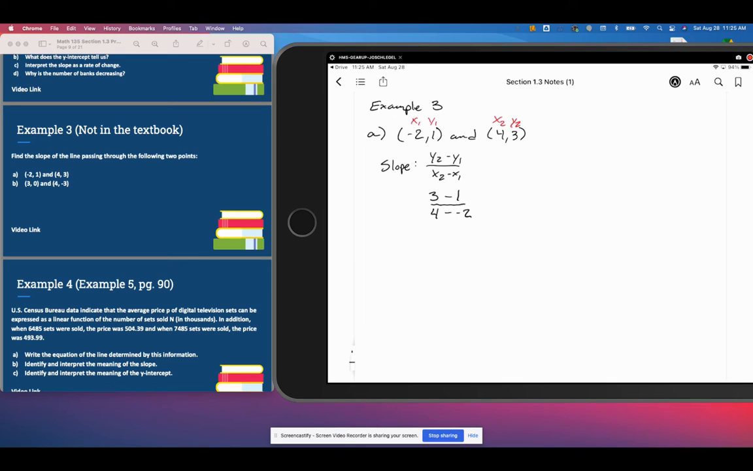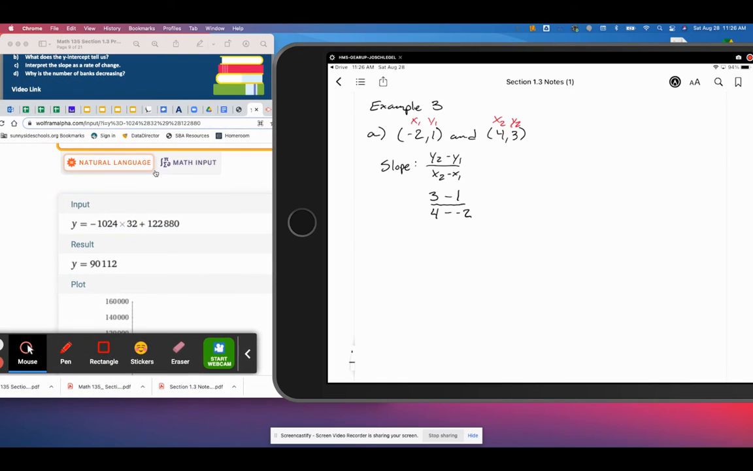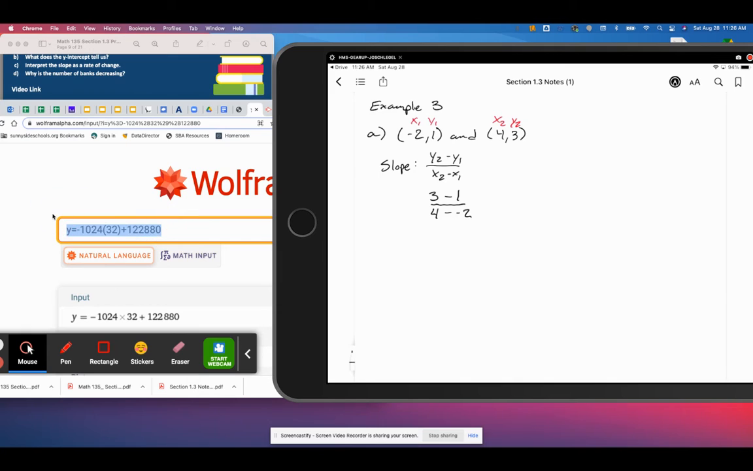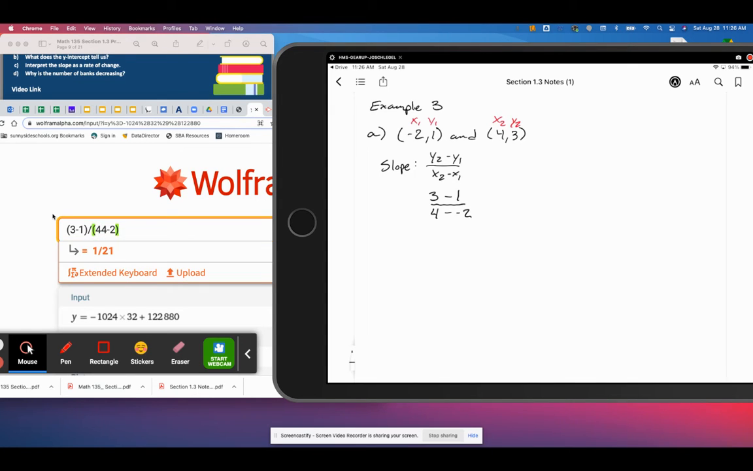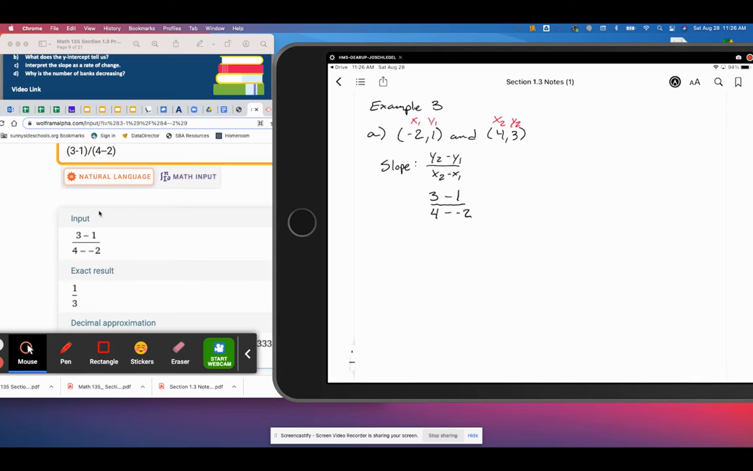And with that, everyone, we're going to let Wolfram do the work for us. So bringing Wolfram onto the scene, we have got 3 minus 1 over 4 minus -2. Typo. There we go. And we can always check this input line right here to make sure that it matches what we want Wolfram to understand that we're trying to tell it. Sometimes we'll make a mistake and we need to fix that. In the case of this one, the slope is 1/3.